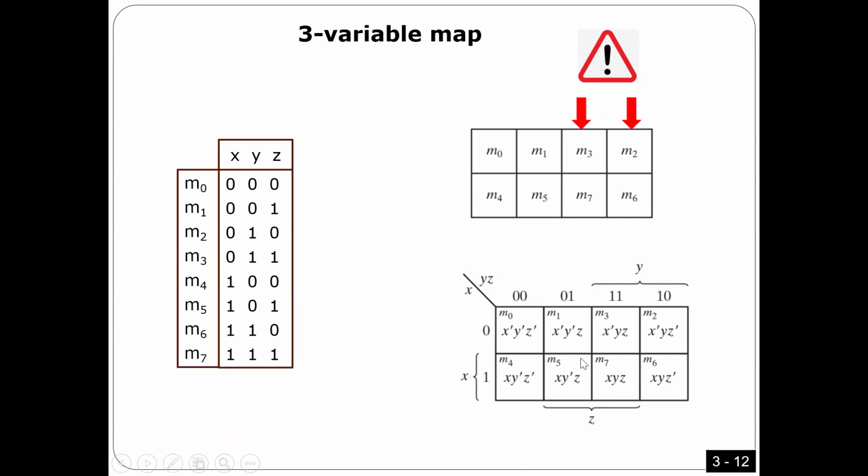And now, x prime, y prime, z prime corresponds to 0, 0, 0. That's why this one is min-term 0. This one corresponds to 0, 0, 1, which is min-term 1. This one corresponds to 0, 1, 1, which is min-term 3. This one is 0, 1, 0, which is min-term 2.